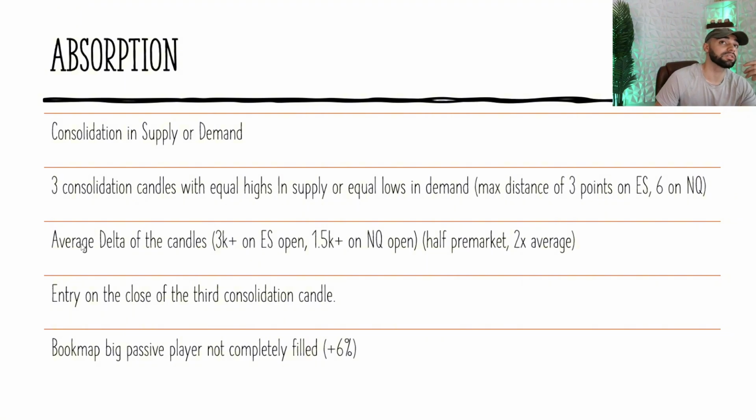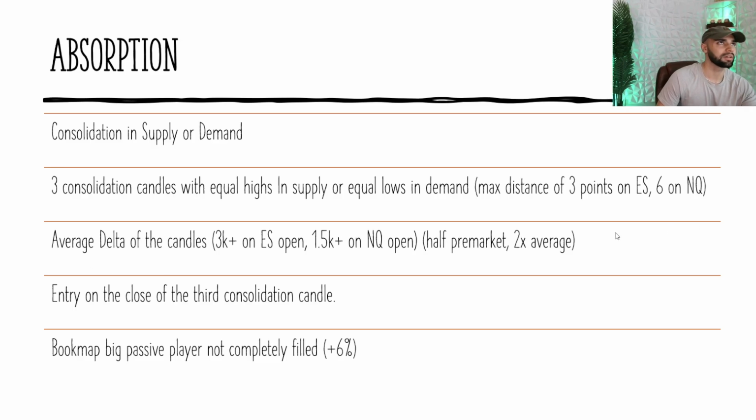I shouldn't have put average delta. It should just be delta for shorts. It should be positive delta for longs. It should be negative delta, not average delta. We'll talk about what that means in a second. 3K plus on ES Open, 1.5K plus on New York Open. And for pre-market, it's half. Again, double X the average.